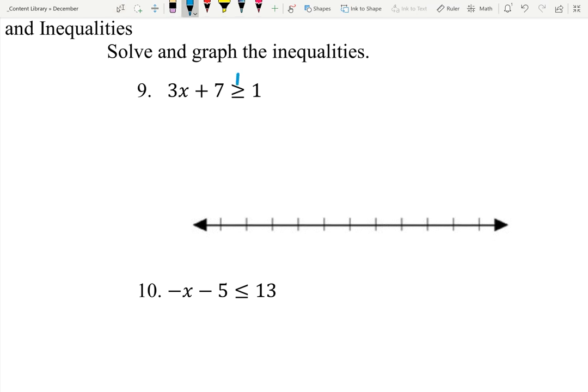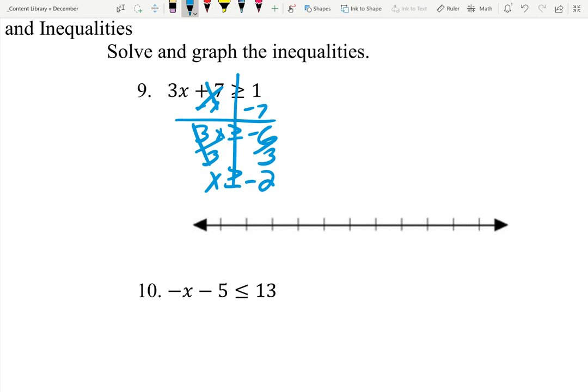So here we're going to solve this problem like a normal equation. We'll subtract 7 to cancel it out, so minus 7. This ends up being 3x greater than or equal to, don't forget, it's an inequality sign. It is not an equal sign. So don't write the equal sign. That's a common mistake. 1 minus 7 is negative 6. So now divide by 3, and we have x greater than or equal to negative 2.